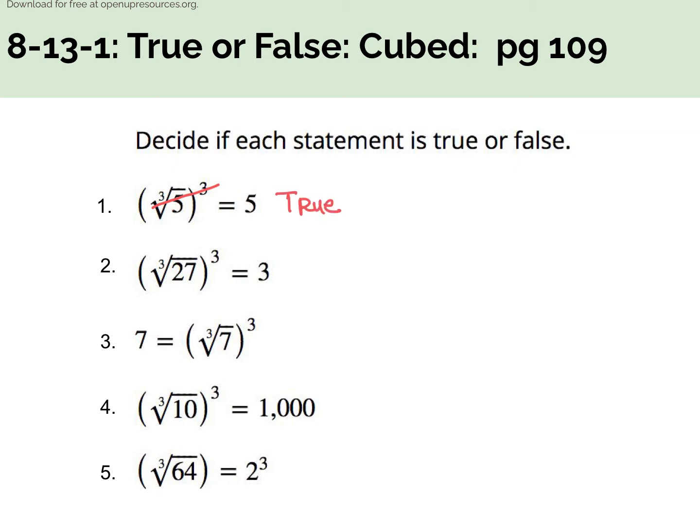Let's try the same thing with number 2. So the cubed root and the cubed are going to cross each other out. Does 27 equal 3? No, this is false. Cubed root and cubed, 7 and 7. So this is true. Cubed root and cubed is 1,000. This one's false.